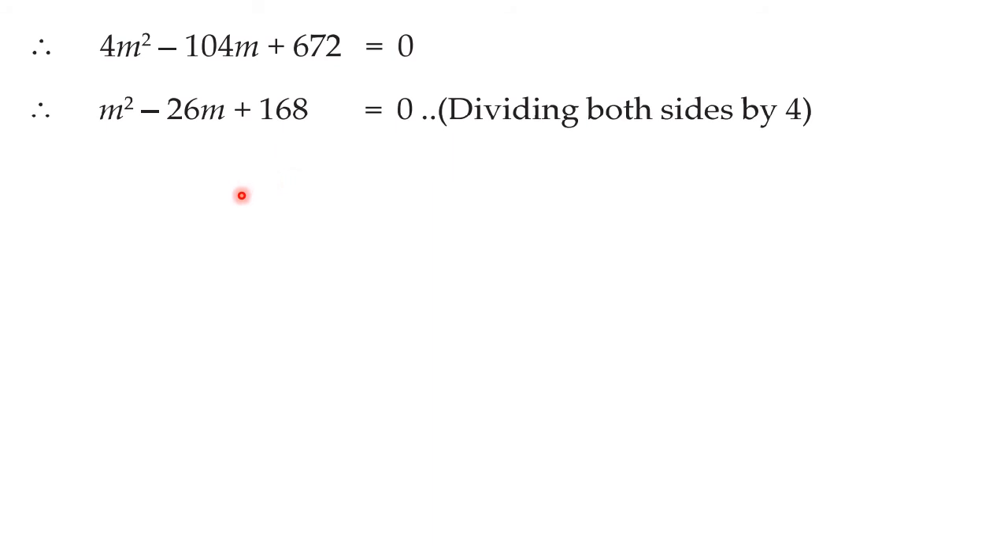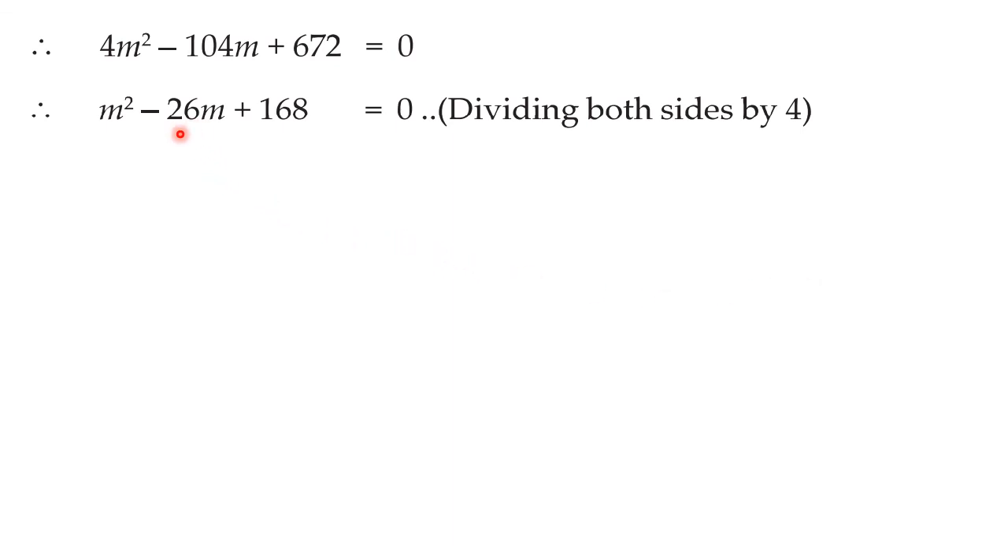First we will think of the factorization method. Here the coefficient is 1, so we have to think of two numbers whose multiplication is 168 and addition is 26. Since the middle term is negative, both the numbers are going to be negative. If you cannot think of it immediately, I told you that you write 168 here, factorize, and find the factors.